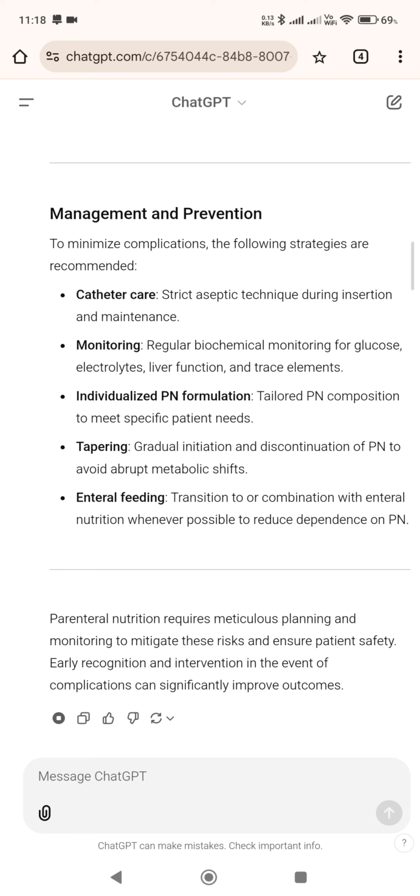Parenteral nutrition requires meticulous planning and monitoring to mitigate these risks and ensure patient safety. Early recognition and intervention in the event of complications can significantly improve outcomes.